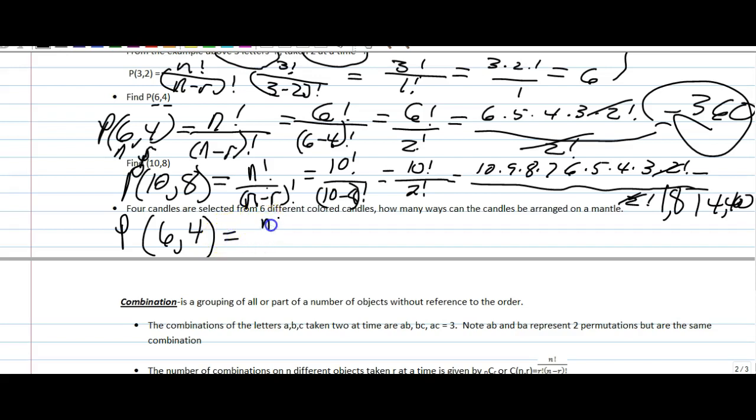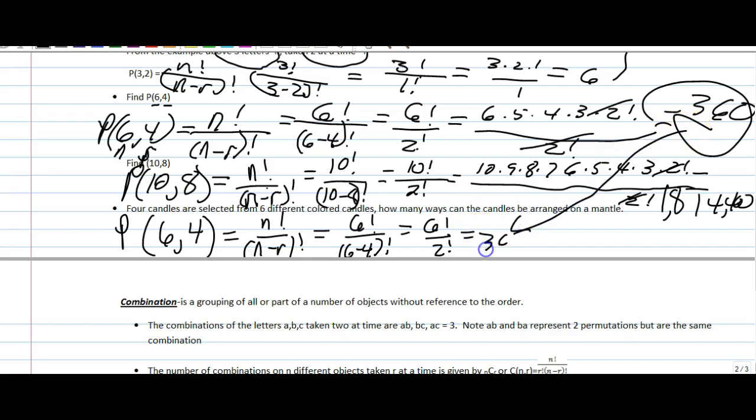So this is equal to n factorial over (n minus r) factorial, which is equal to 6 factorial over (6 minus 4) factorial, which is equal to 6 factorial over 2 factorial. And this is one of the examples that we did earlier, which gives us 360 ways or different arrangements that I can take 6 different candles and choose 4 of those.